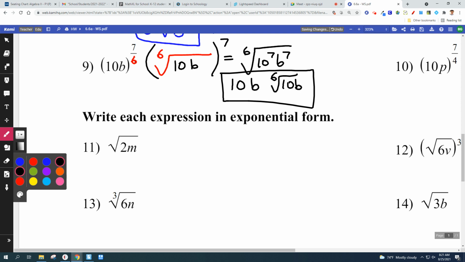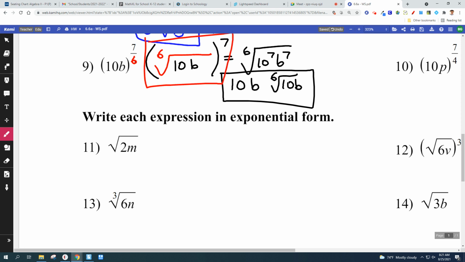So that's probably the best answer. But as far as answering the question, writing in radical form, this would also work. Radical form has a radical. Exponential form has exponents.